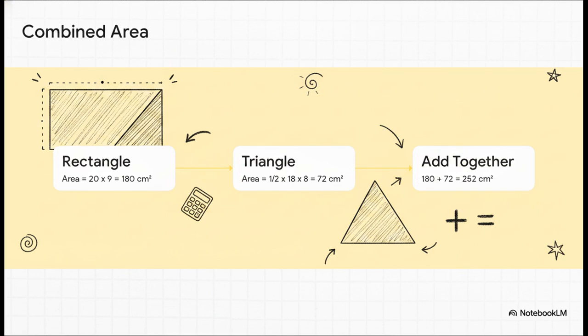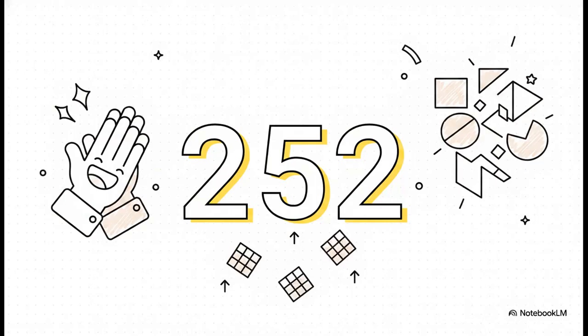Step 2, calculate the triangle sitting above it. 1/2 times the 18 base times the 8 height. Well, half of 18 is 9, and 9 times 8 is 72 square centimeters. Step 3, for the grand finale, just add those two separate areas together. 180 plus 72 equals 252 square centimeters.